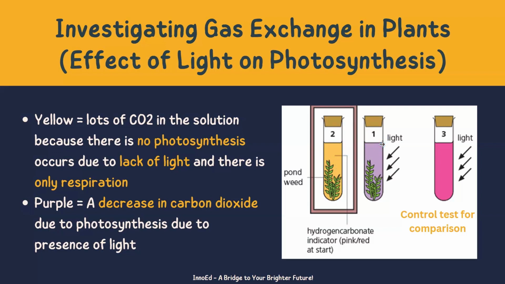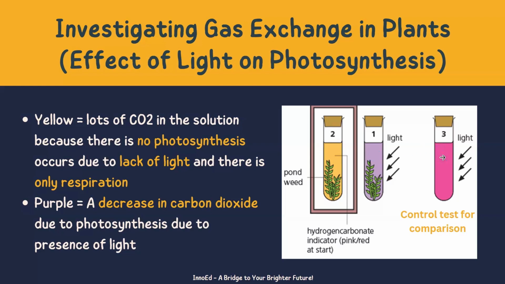Let's look at this number 1 test tube. The color of the indicator is now purple, which means there is a higher pH. Since there is light and there is a pond weed inside the test tube, we can assume that the purple color is due to a decrease in carbon dioxide level in that test tube, which means there is lots of photosynthesis happening inside that pond weed.